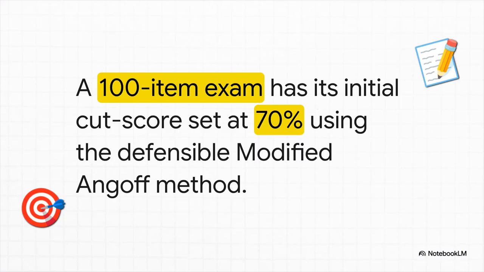To make this all feel a bit more real, let's follow a case study. We've got a 100-item exam. An expert panel went through it, and using that Modified Angoff method, they decided that a minimally competent candidate should get a 70% to pass. So, that 70%, that's our starting point. That's our initial defensible standard.